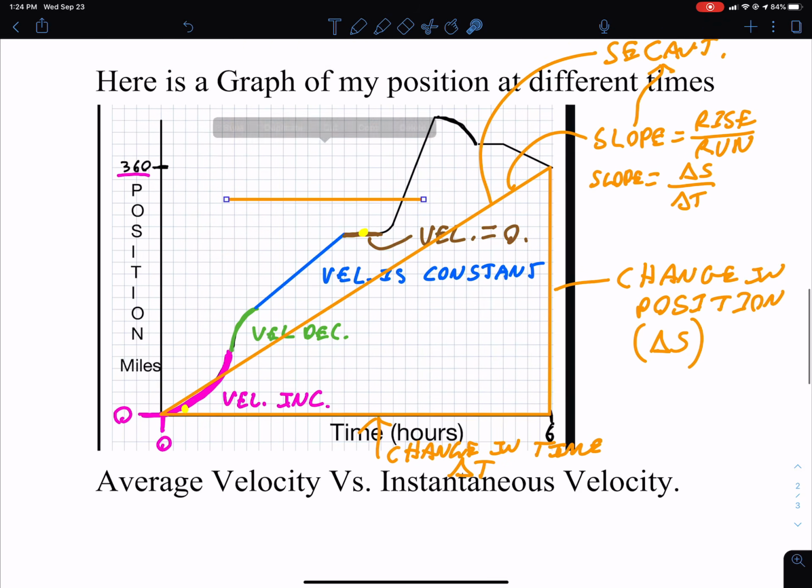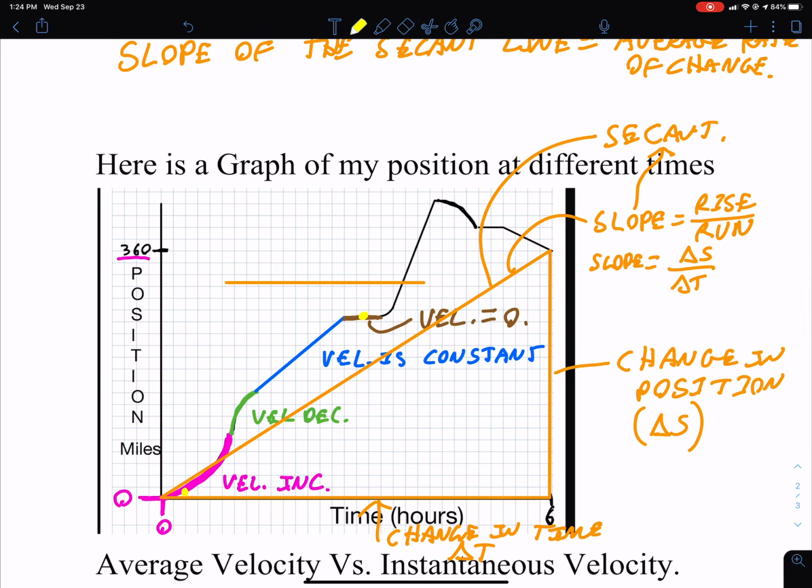Now we'll do one more to make this connection. So towards the end of my graph, look at the top of the graph. I'm going to draw a yellow dot there. Now I'm going to move this, but look what's happening now. That's a negative slope. The slope of that tangent line is negative, meaning my velocity is negative, and it was because I turned around. I'm going backwards. I'm going back towards Mammoth, so I have a negative velocity. So hopefully you see that.